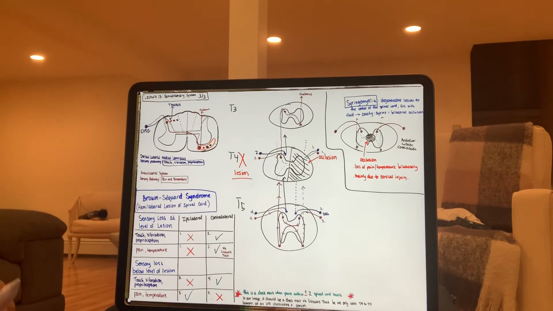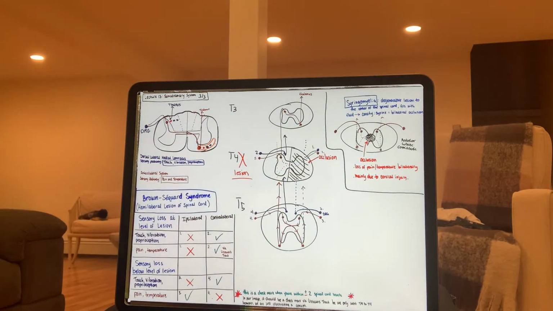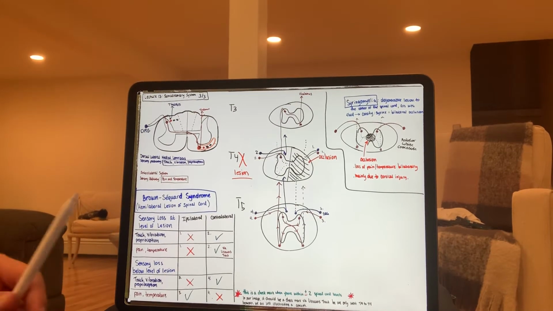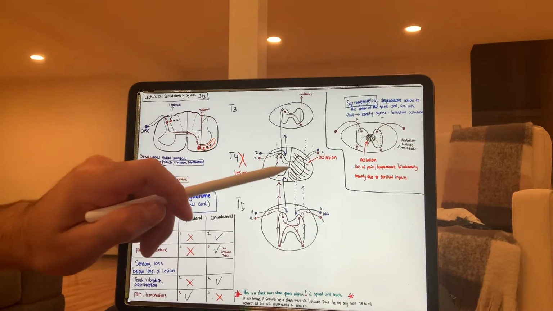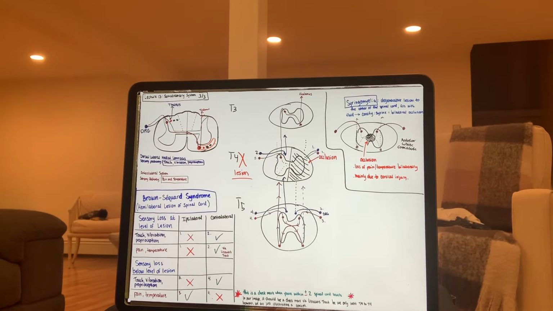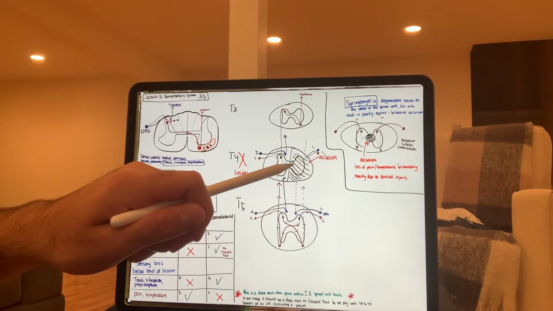There are 2 clinical correlates we need to know. One is called Brown-Séquard syndrome, and the other one is called syringomyelia. We'll start with Brown-Séquard syndrome, which is a hemilateral lesion of the spinal cord. If we look at this picture in the middle, we have an occlusion at the level of T4 on one side. Hence, this is hemilateral. This is Brown-Séquard syndrome.